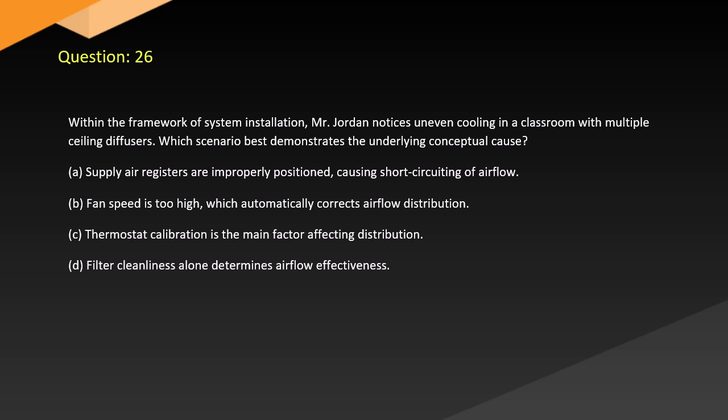Question 26. Within the framework of system installation, Mr. Jordan notices uneven cooling in a classroom with multiple ceiling diffusers. Which scenario best demonstrates the underlying conceptual cause? A. Supply air registers are improperly positioned, causing short-circuiting of airflow. B. Fan speed is too high, which automatically corrects airflow distribution. C. Thermostat calibration is the main factor affecting distribution. D. Filter cleanliness alone determines airflow effectiveness.